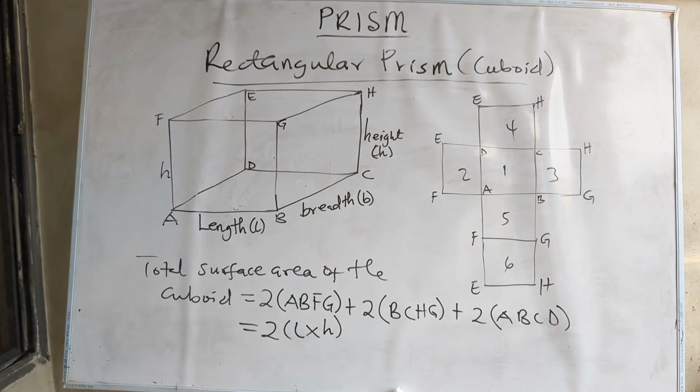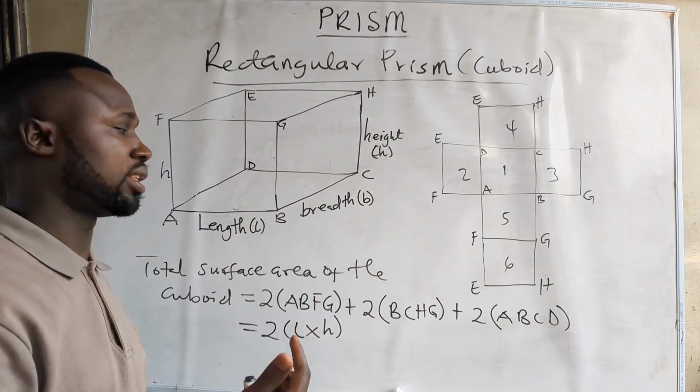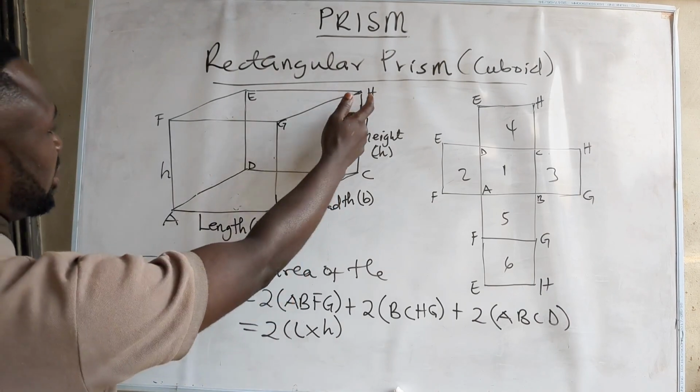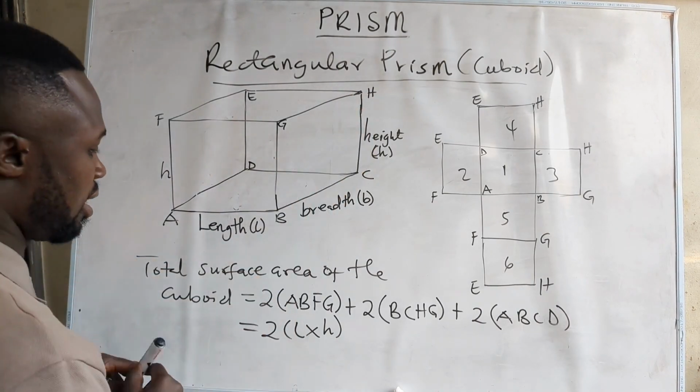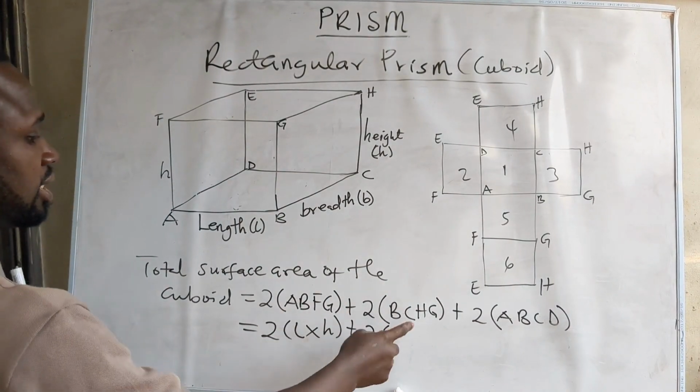Because we know that area of a rectangle is what? You multiply the 2 dimensions. Alright. So we have the length here and we have the height. And that is the same as this place. The length and the height. Okay. Then plus 2 times BC HF.